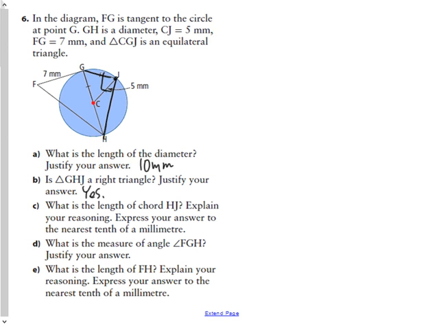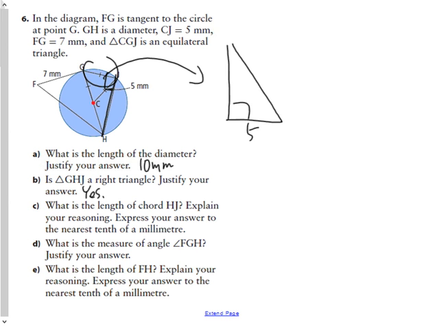What is the length of the chord? Question C, what is the length of the chord HJ? So what is the length of this chord right here? Justify your answer. Again, we had this exact question, I think, in question 4. We have a right triangle right here, and I'm just going to draw it right here. We know that this bottom part of the right triangle is 5 millimeters because it is an equilateral triangle.